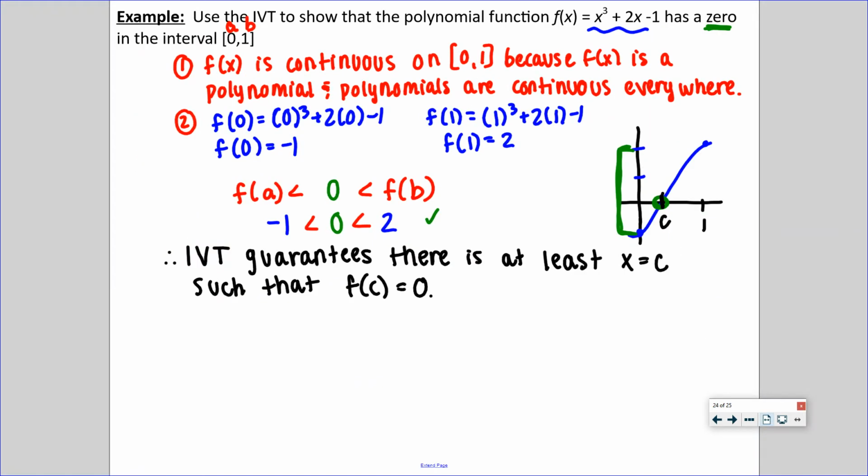Now, sometimes it might ask you this. I think this does on your homework. If it does exist, find the value of c.